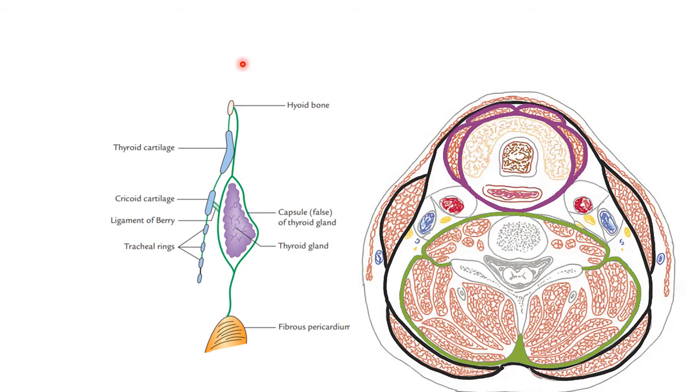So the attachment of the pretracheal fascia to the hyoid bone, the thyroid cartilage, and the cricoid cartilage allows the thyroid gland to move up and down during swallowing. The layer of the prevertebral fascia, which covers the posterior aspect of the thyroid lobe, is ill-defined. As a result, when the thyroid gland enlarges, which is called goiter, it bulges posteriorly and compresses the esophagus and trachea.